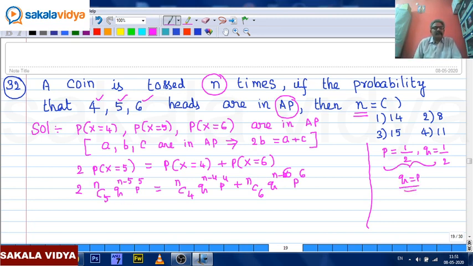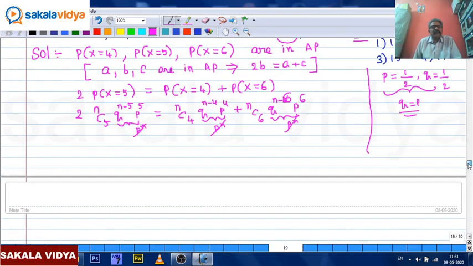But actually here q is equal to p. Substitute in all cases. Q equal to p means p to the power of n minus 5 times p to the power of 5 becomes p to the power of n. Similarly in every term, p to the power of n, so they cancel. We have this relation: 2 nC5 equals nC4 plus nC6. With the help of this relation, we need to find the n value.